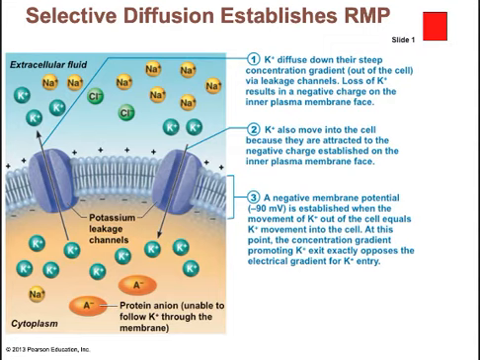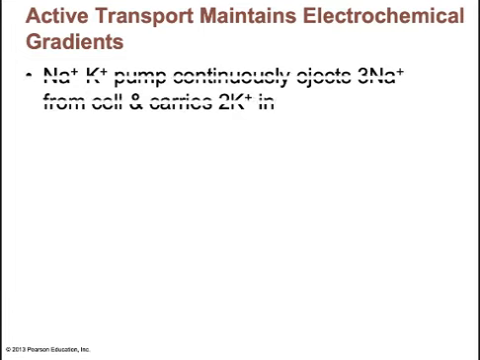Normally chloride is not a player here. It doesn't influence resting membrane potential. The concentration and electrical gradients are basically exactly balanced. And this resting membrane potential actually requires a lot of energy in order to maintain.